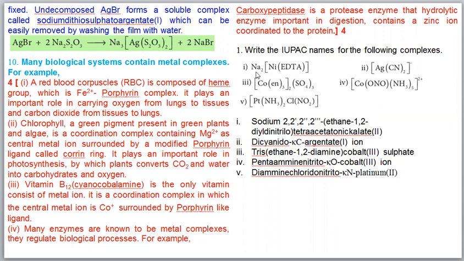Okay. So what is the name? Sodium. Outside of the square bracket, the number is not necessary to mention. So it is sodium. Then space. Then the complex part is the second one. So nickel, we have to write nickelate. Okay. So first we can say this name, EDTA. EDTA name is 2,2',2'',2'''-ethane-1,2-diyldinitrilo tetraacetate.